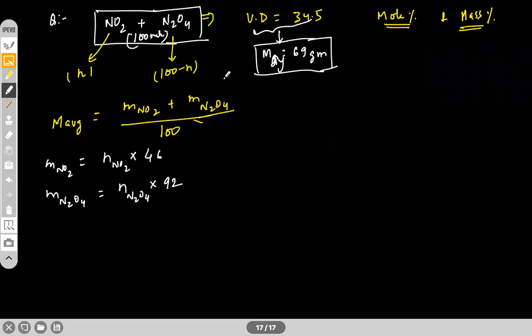What we have taken is total mass divided by total number of moles. That gives you the M average of it. So you got 50 mole percent, right? All of you. And then mass percentage, this is the first case.